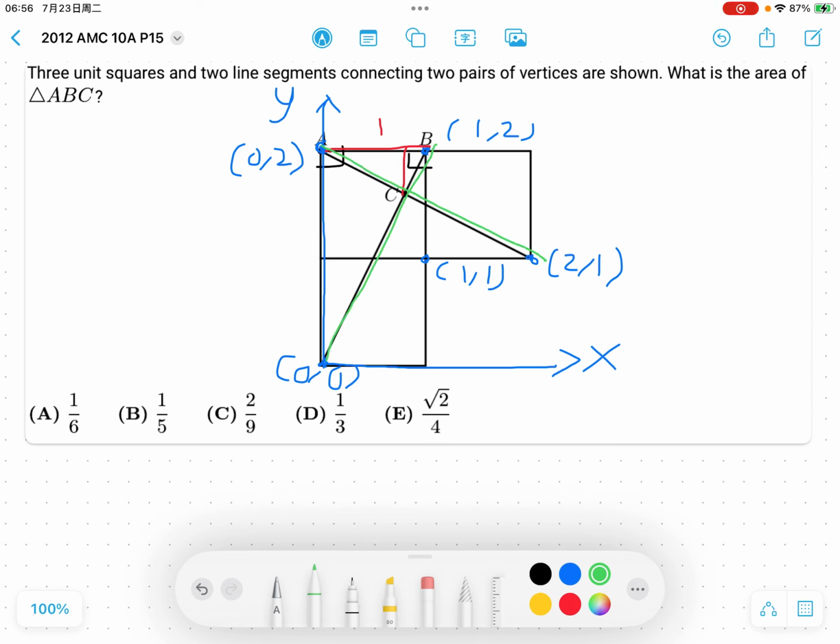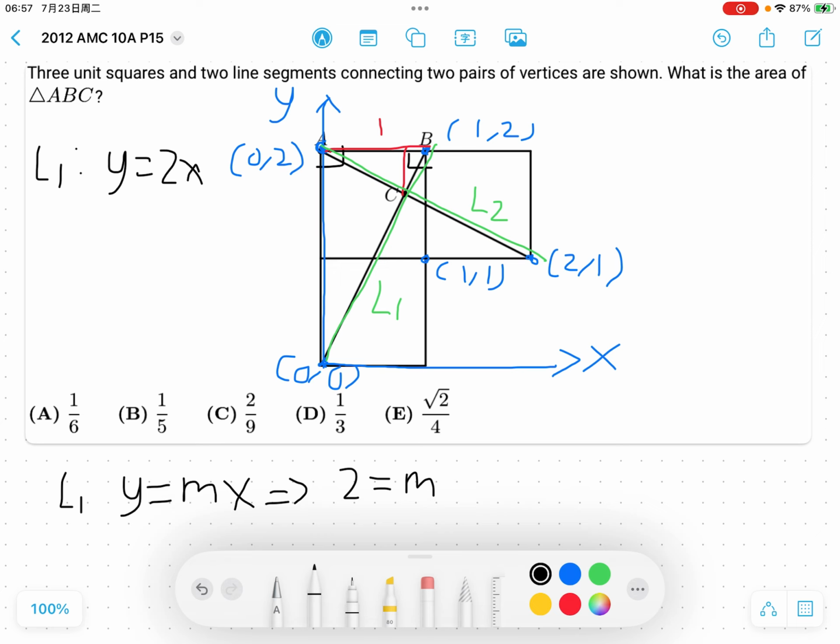For L1, the line intersects at 0, 0 and 1, 2. So we can calculate the slope. We can calculate the formula for L1. So it's y equals mx because the line intersects at the origin, and we plug 1, 2 in, then we get 2 equals m. So m is 2. So the equation for L1 is y equals 2x.